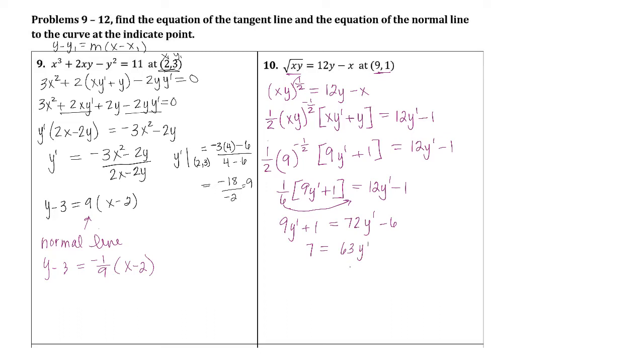And so that tells me that y prime, or our slope at this point, is 7. Now we're ready to write our equation of our line. So we are at the point (9, 1). So we have y minus 1 equals our slope times x minus x1. And then if we wanted to write the equation of our normal line, y minus 1 equals negative 1/7 times x minus 9.